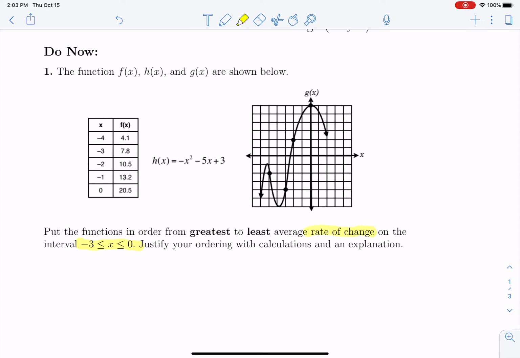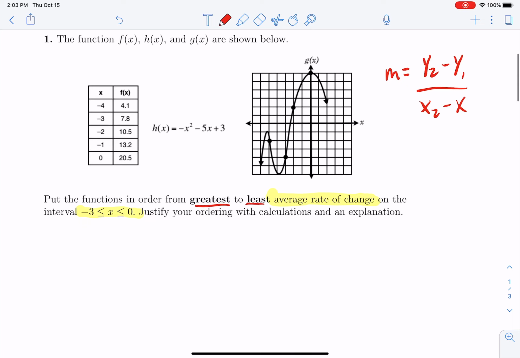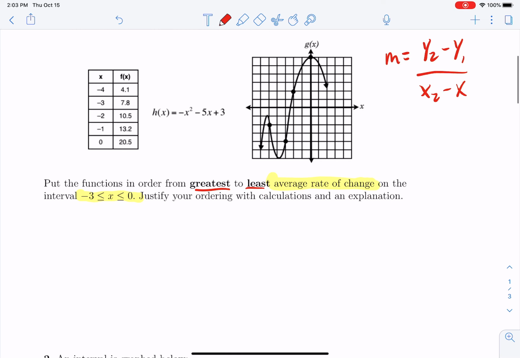Okay, so notice the concept here is average rate of change. Remember, average rate of change we find using the slope formula: change in y over change in x. And we need to order these from greatest to least. So this problem is going to take a little bit of time, mainly because there's a lot of calculations involved.